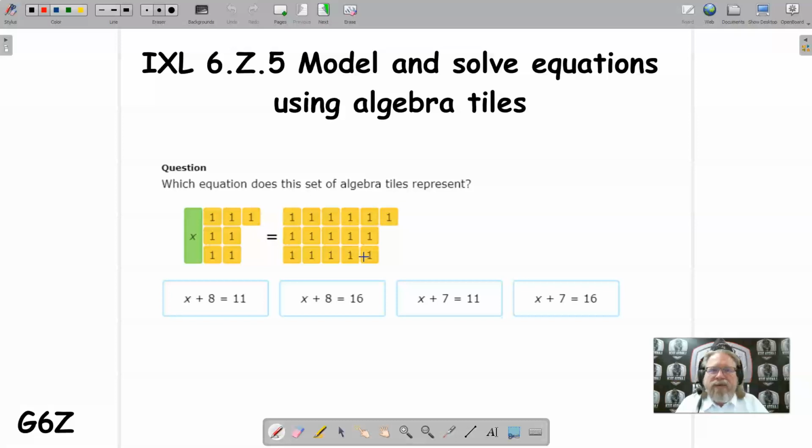Hello, this video is for IXL Activity 6.Z.5. It is titled Model and Solve Equations Using Algebra Tiles. And our 3-character code for this activity is Golf 6 Zulu, G6Z.